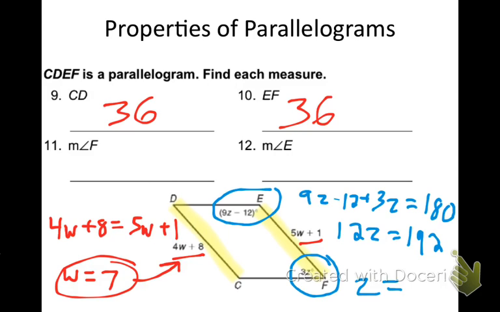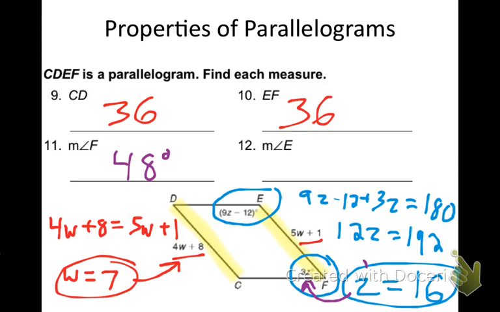And z comes out to equaling... What does z come out to equal, Caitlin? It is 16. Is that my answer, Caitlin? No, because what do I have to do then? Plug it back in. So I want to find F first. So F would be 3 times 16. 3 times 16 would give me what angle measure, Drew? 48 degrees. Good work, sir.